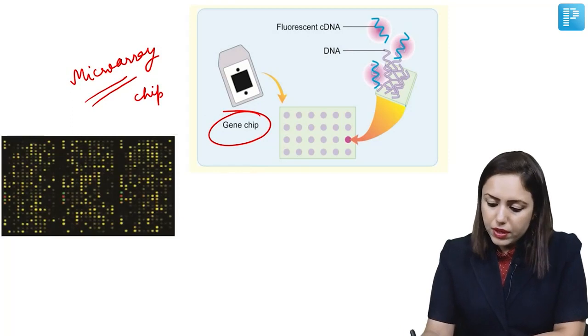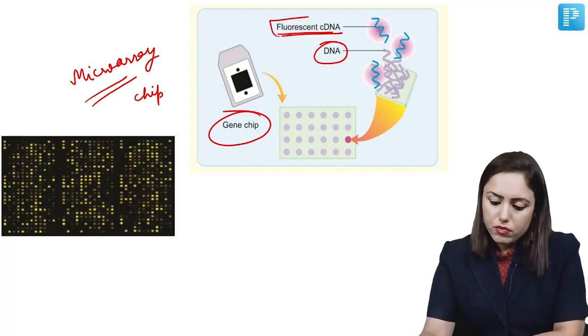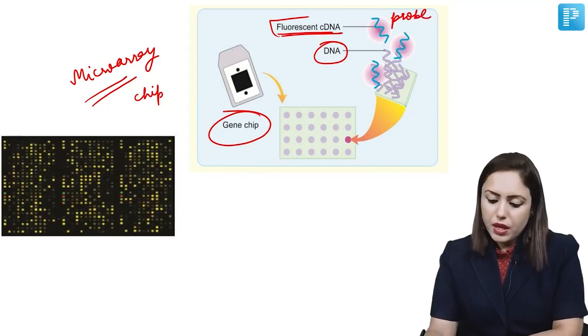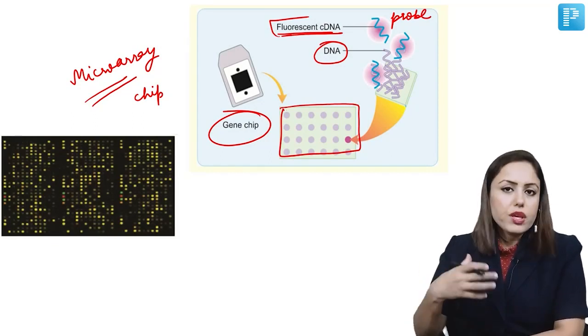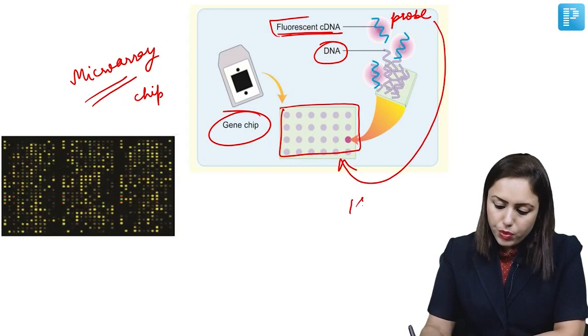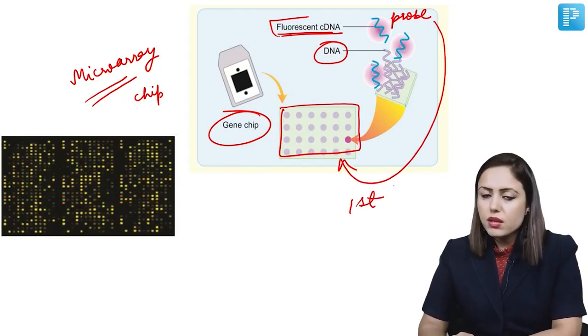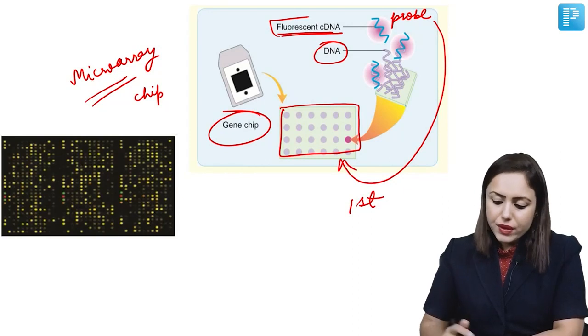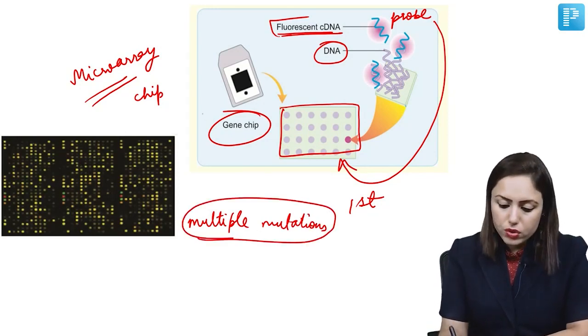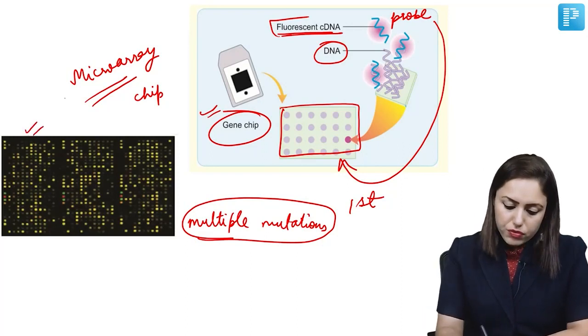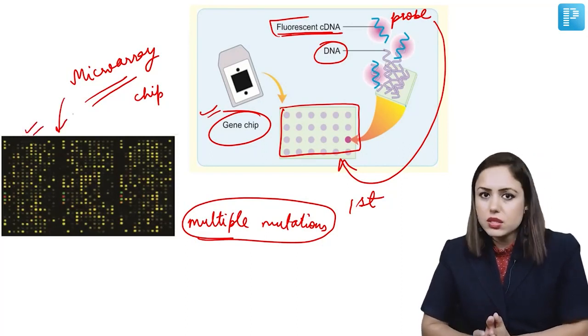What is here is that this is the patient's DNA taken, and this is fluorescent complementary DNA, which is the probe that is labeled. And what we do is, on a chip, on a small material, we can have so many probes. So the first probe is placed here, then a minimum amount of sample is added, and multiple mutations can be detected by this microarray or gene chip. If this kind of image also comes, you can easily tell this is microarray.